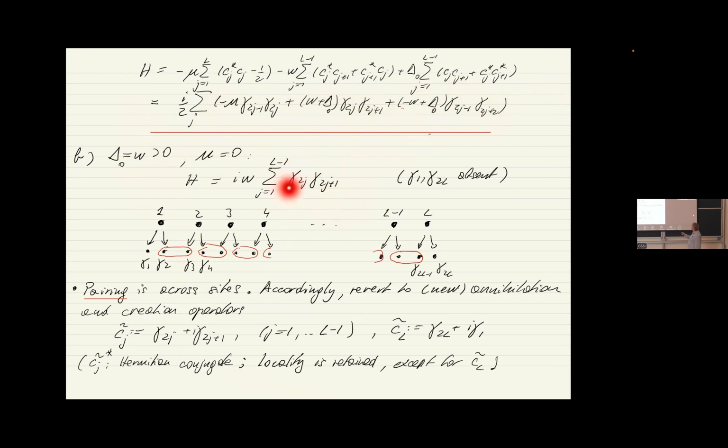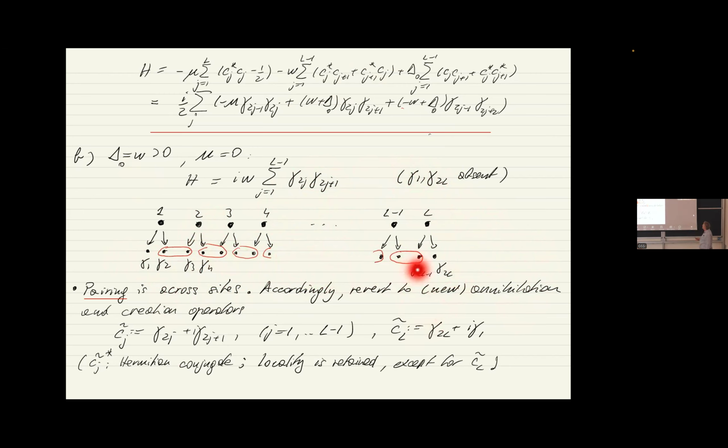And here, if you look at which Majorana is paired with which other Majorana, it's the gamma 2 here with the gamma 3 coming from the next site, and then the gamma 4 from the second site with the gamma 5 from the third site, and so on and so forth, all the way to here. And so notice that among the Majoranas that appear here, the gamma 1 is absent, and so is the gamma 2L. They don't play a role. I mean, they are dynamical degrees of freedom, but they don't show up in the Hamiltonian. So the pairing now is across sites, as we call them.